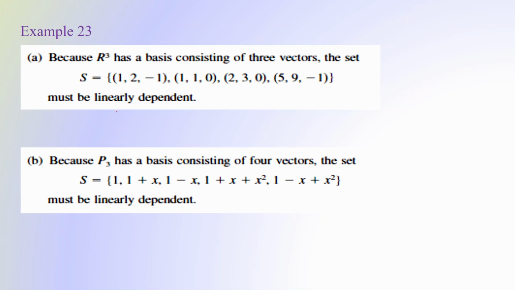One more example, P3. You may remember the standard basis 1, x, x squared, x cubed. So it has four vectors. The set S must be linearly dependent because it has 1, 2, 3, 4, 5 vectors. So it's more than 4 vectors, and therefore it is linearly dependent.